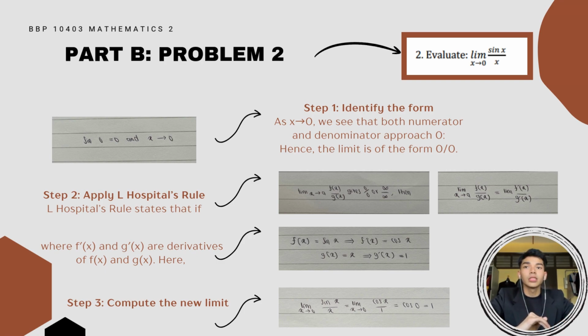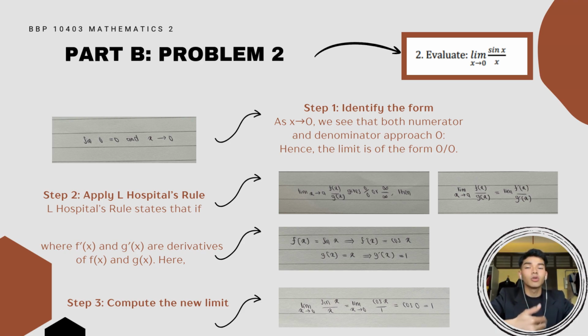For the next step, step 2, apply L'Hospital's rule. L'Hospital's rule states that if the limit as x approaches a of f(x) over g(x) gives 0 over 0 or infinity over infinity, then the limit as x approaches a of f(x) over g(x) equals the limit of f prime x over g prime x, where f prime x and g prime x are the derivatives of f(x) and g(x).